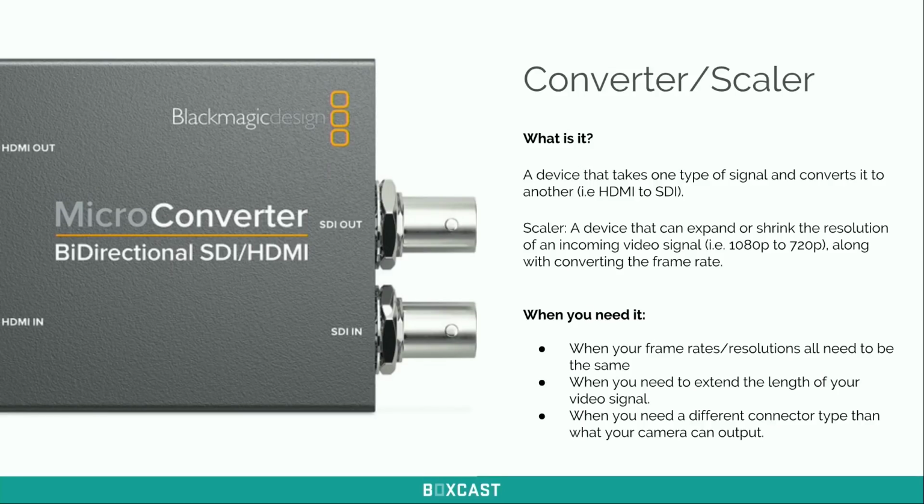There are also devices called scalers. Scalers are basically hardware that can expand or shrink the resolution of an incoming video signal, so from 1080p to 720p, and it can also convert the frame rate. So if you wanted to go from 60 frames per second to 30 frames per second, you could do that as well. The best times you're going to run into these, I think we use them all the time, is basically when you want to extend the length of a signal. HDMI, for example, can only run up to 50 feet, so maybe you want to go from 50 feet to 200 feet to 300 feet using SDI.